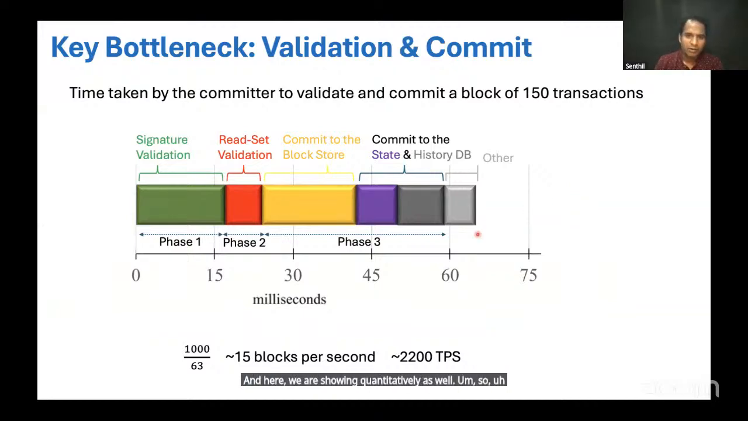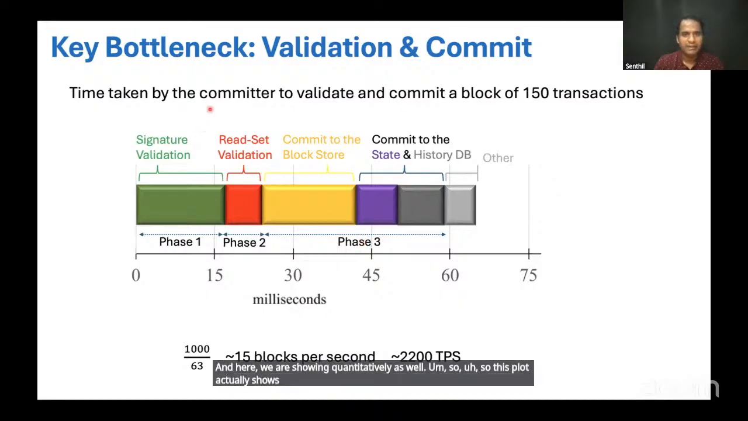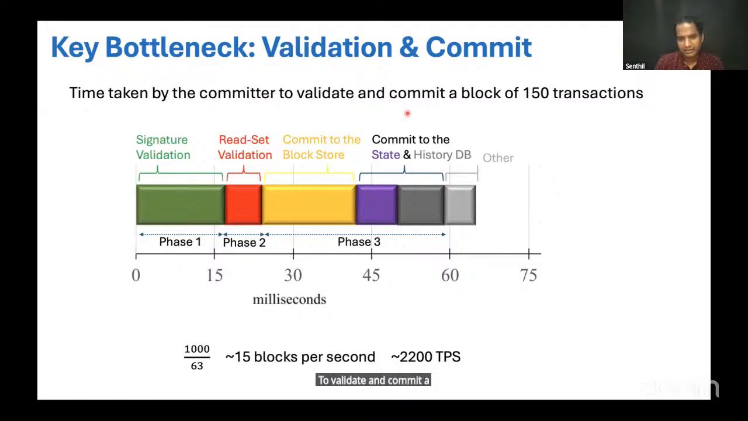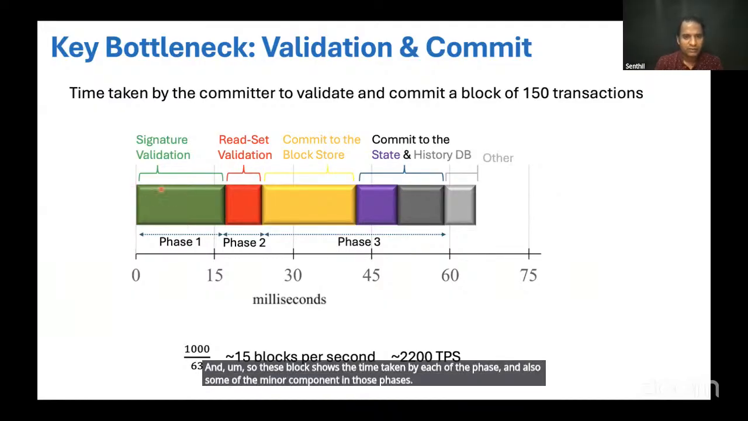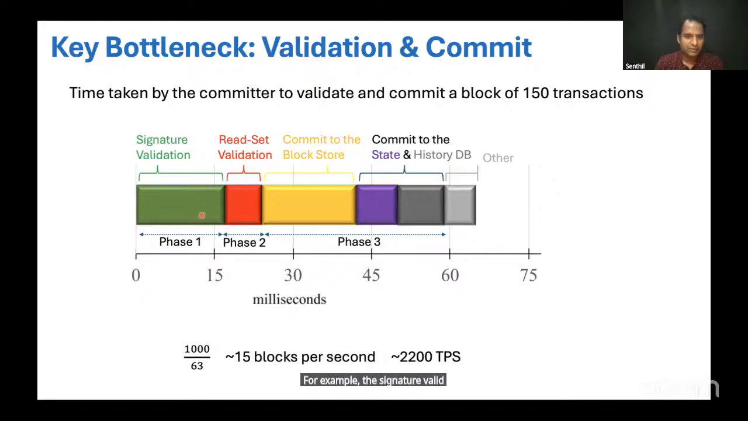So this plot shows the time taken by the committer to validate and commit a block of 150 transactions. On the x-axis, we have elapsed time in milliseconds. These blocks show the time taken by each phase and also some of the minor components in those phases. For example, the signature validation takes around 16 milliseconds.